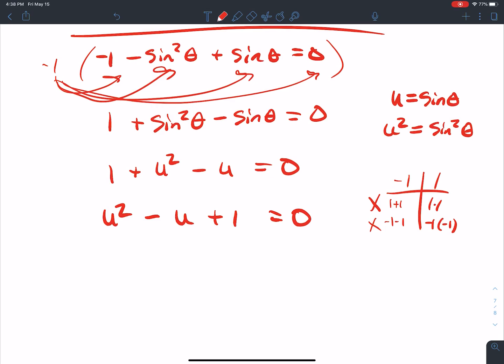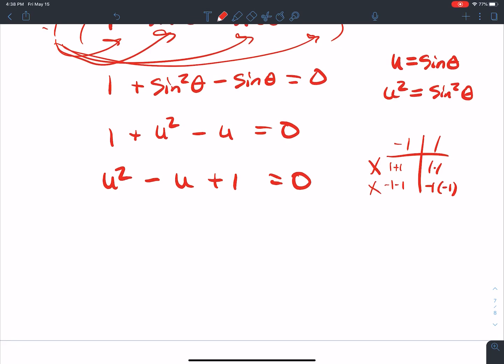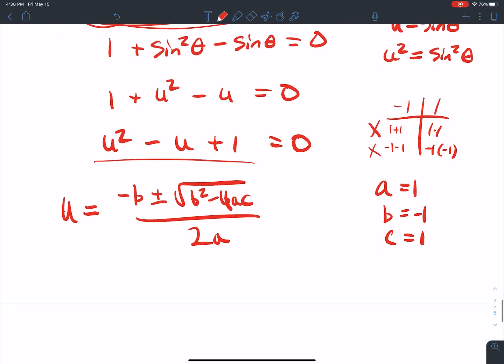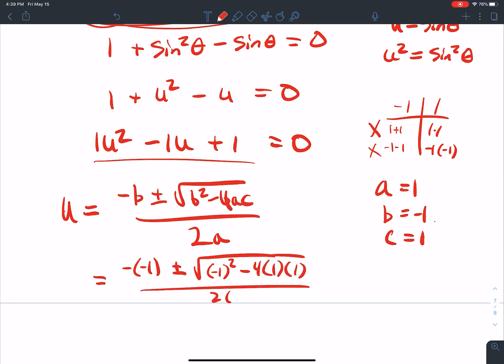Well, what about the quadratic formula? Okay, quadratic formula. If you remember, u is equal to negative b plus or minus the square root of b squared minus 4ac, over 2a, right? So a here is 1, b here is negative 1, and c is 1. Okay, coming right from those coefficients. So that gets me negative negative 1 plus or minus the square root of negative 1 squared minus 4 times 1 times 1, over 2 times 1. This is 1 plus or minus the square root of 1 minus 4, which is negative 3, over 2.